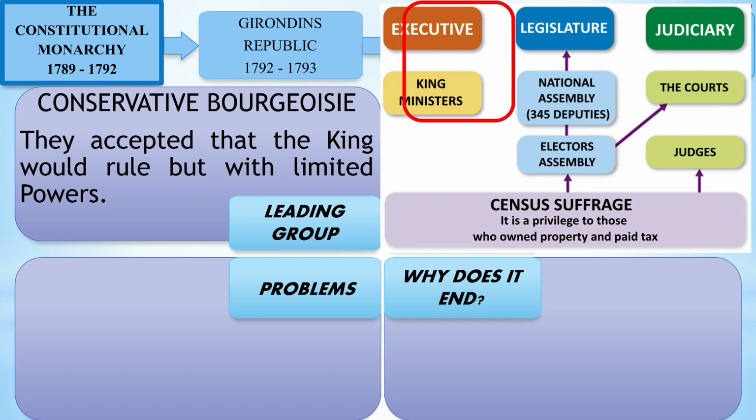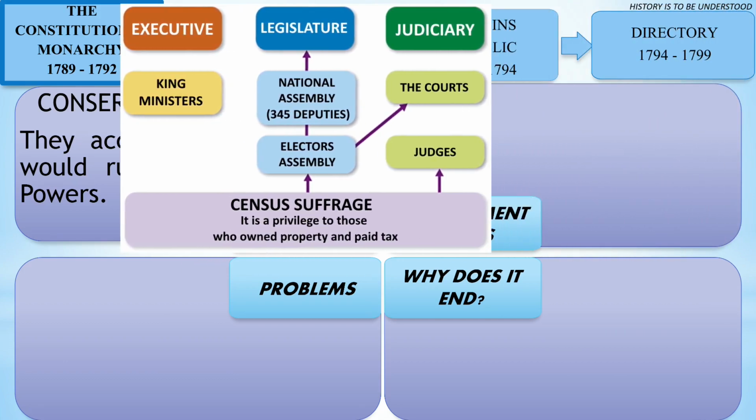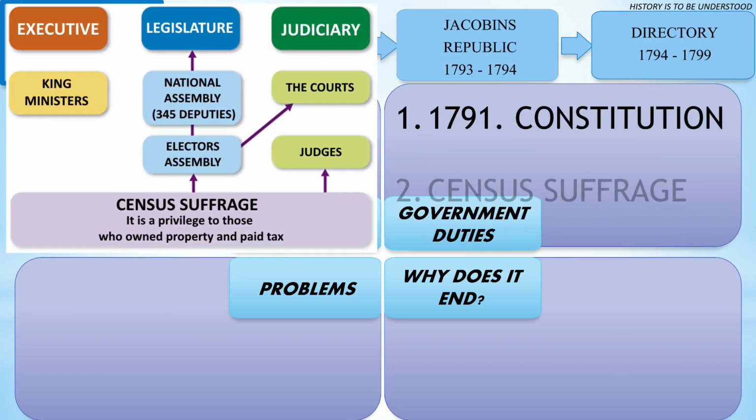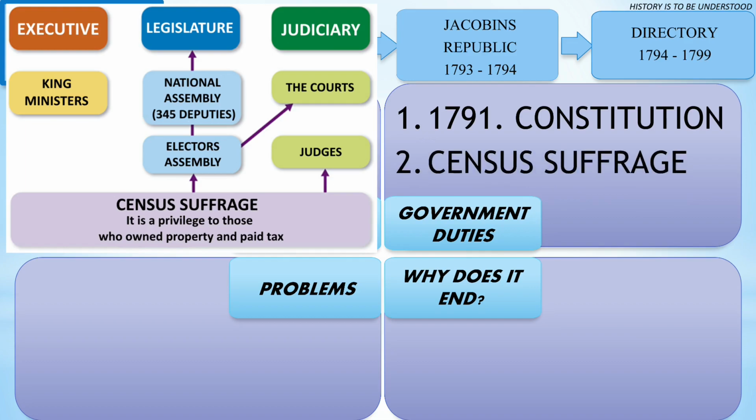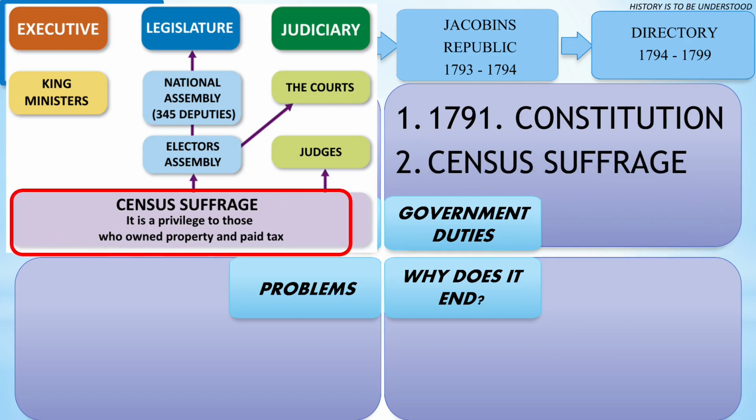For this reason, they granted executive power to Louis XVI and created a new system organized in the Constitution of 1791. The participation of the people in politics would be through census suffrage, which reserved the right to vote for the richest in society.